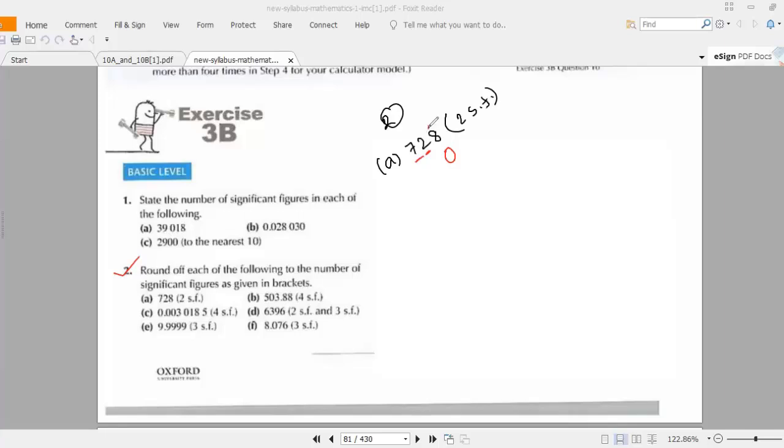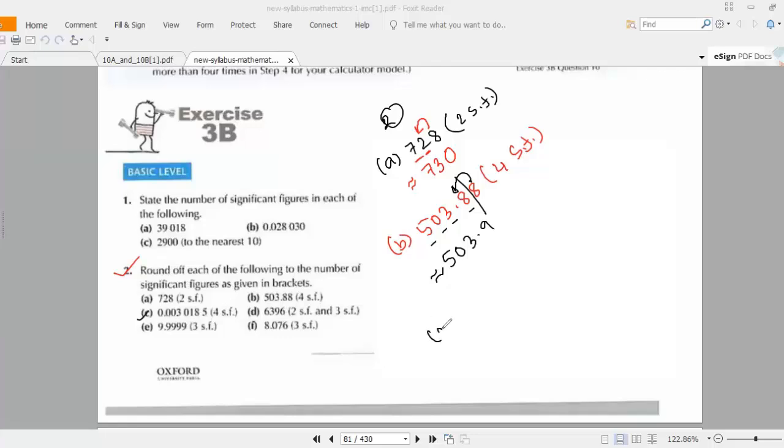Second step is that 8 is greater than 5, so the previous number will be changed. So instead of 728, it will be 730. Number B, 503.88. Now the question says 4 significant figures. Count 1, 2, 3, 4. Four significant figures, so we will stop here. For this 8, why will it be changed? Because it is greater than 5. So 8 plus 1 is 9. So 503.9.